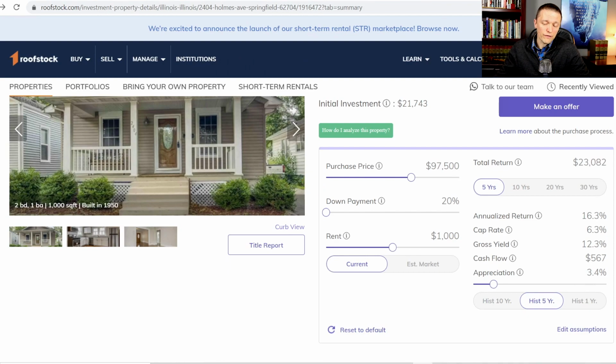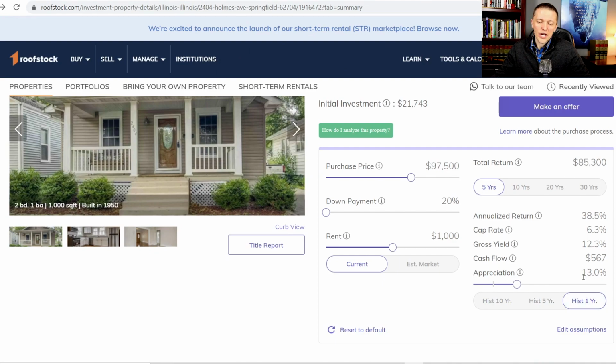So that changes it to 3.4%. So apparently for this area, the appreciation rate has been at 3.4% over the last 5 years. And if we were to change the appreciation rate further to just the last year, that bumps it up all the way to 13%. And you can see how the total return has increased significantly from when the appreciation was at 2% with a historical 10-year average to the 1-year historical average of 13%. So, from $16,196 return after 5 years to a whopping $85,300 return after 5 years.